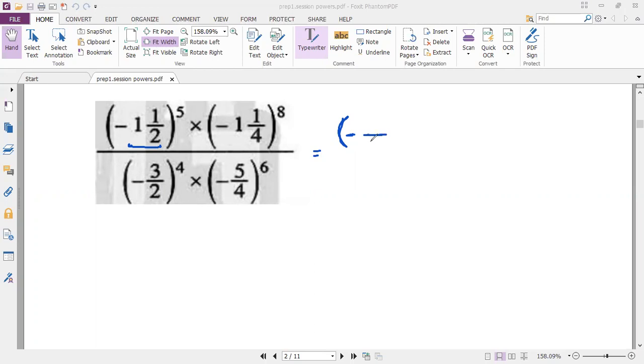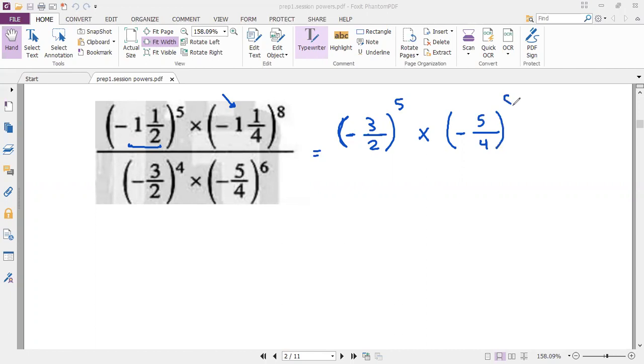We'll write the denominator as it is, 2, and then multiply 2 times 1, it's 2, plus 1, it's 3/2 raised to the power of 5 times. Write the negative as it is. This is a mixed number. I want to write it as an improper fraction. So we'll write the denominator 4 as it is, then multiply 4 by the whole number. 4 times 1 is 4, plus 1 is 5.